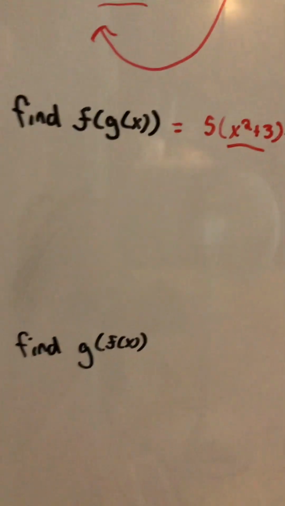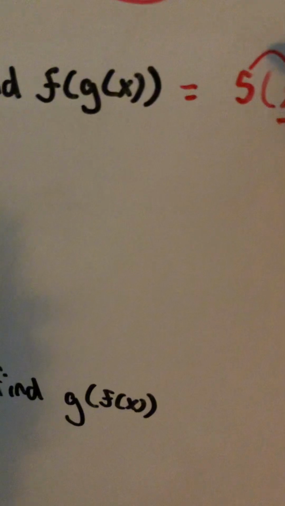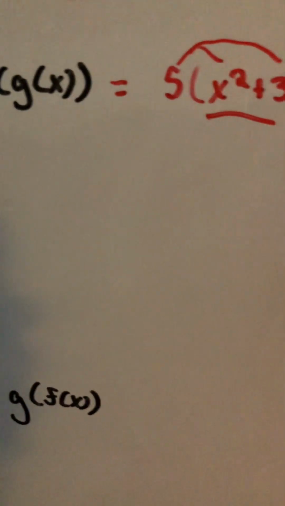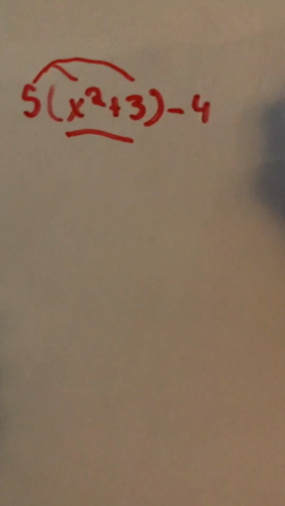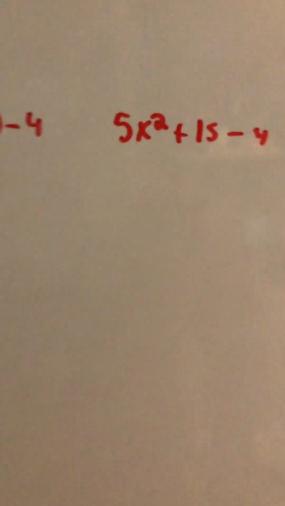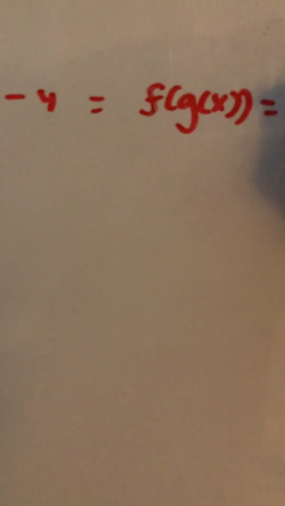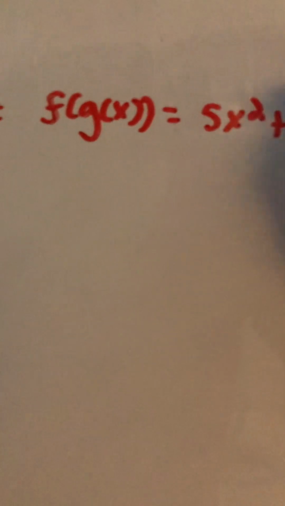So let's go ahead and do this algebraically. I'm going to distribute the 5 to the x squared and to the plus 3. So it's going to be 5x squared plus 15 minus 4. Then I can combine like terms. I get f of g of x is thus equal to 5x squared plus 11.